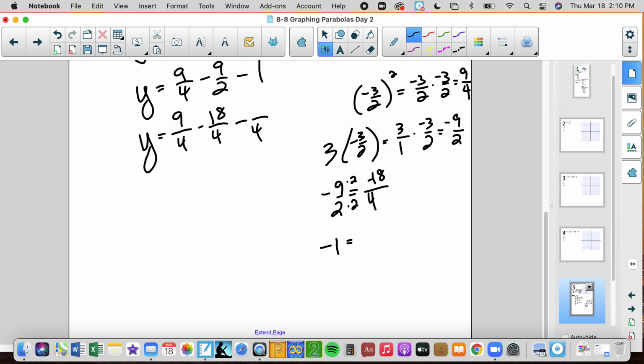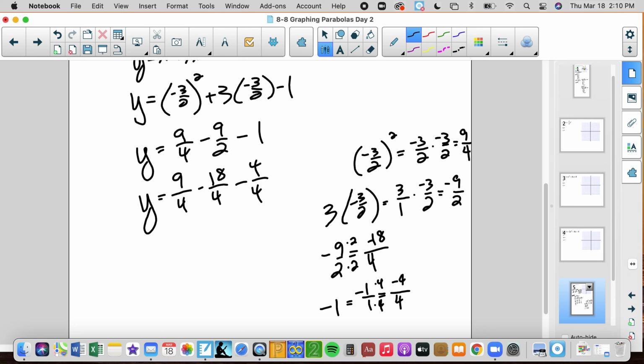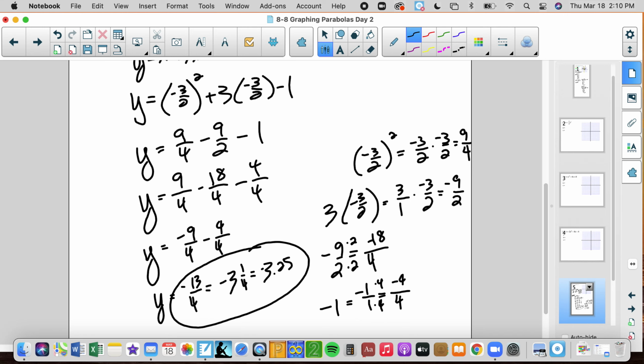Now here's a fun one. -1 is equivalent to how many fourths? Well, first of all, we write it as a fraction. Then 1 times 4. So we get -4/4, which is equivalent to -1. Now they're all the same denominators. So 9/4 minus 18/4 is -9/4. Minus 4/4 is -13/4. And that is also equal to negative 3 1/4, or negative 3.25. All of those are okay.